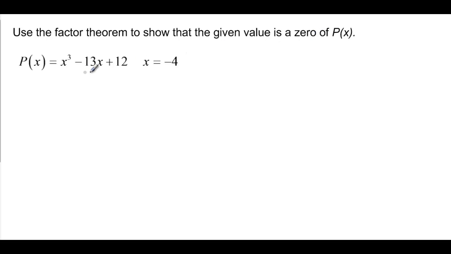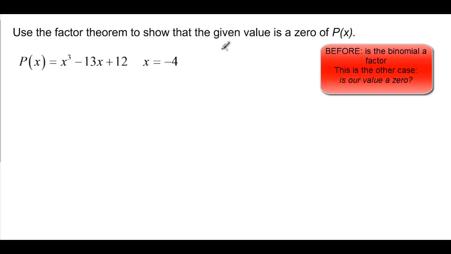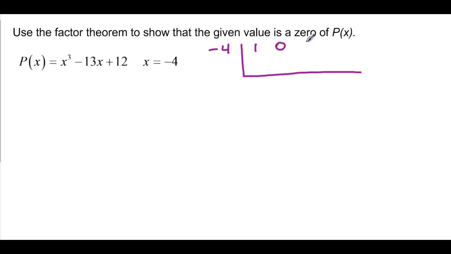Before, we wanted to know if we had a factor. Use synthetic division again and say negative 4. And then we have 1, 0 for the squared term, negative 13, and 12. Bring down the 1, multiply, we get negative 4. And adding 0 and negative 4, we get negative 4.